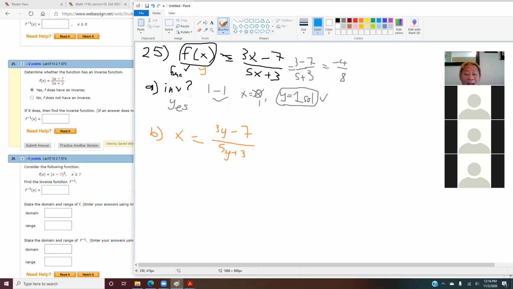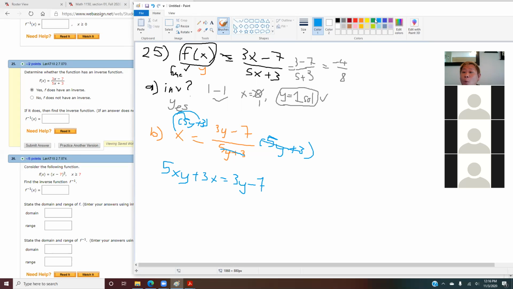So the first thing I need is to get rid of this fraction. So I'm going to multiply by 5y plus 3 on both sides. These two will cancel out. And what I do with this x is I distribute it inside. So what I have in this case is 5xy plus 3x equals 3y minus 7. That is the first step: you multiply this over to the other side and you distribute the x. What we do next is we try to solve for y.